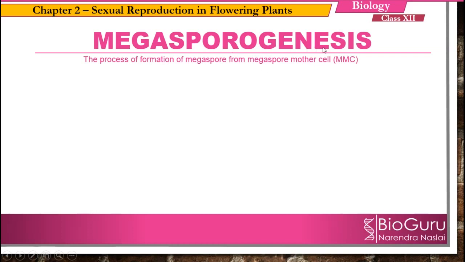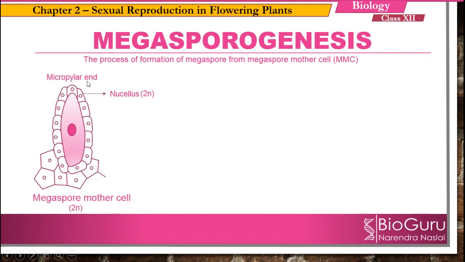What is megasporogenesis? Megaspore means the megaspores, and genesis means to produce, right? So its definition becomes: the process of formation of megaspores. Which spores are formed here? Megaspores. From where? From megaspore mother cells. Clear? The process of formation of megaspores from a megaspore mother cell is called megasporogenesis.